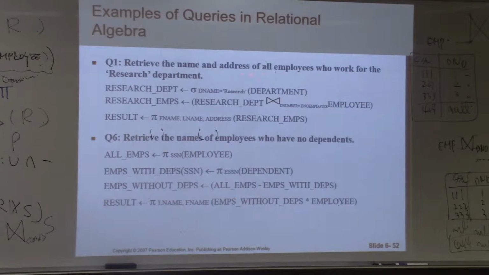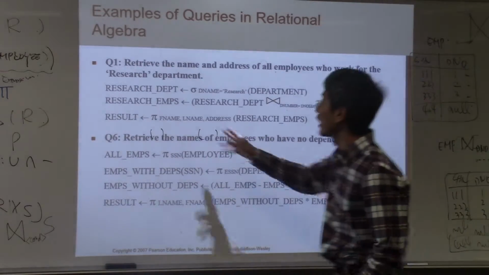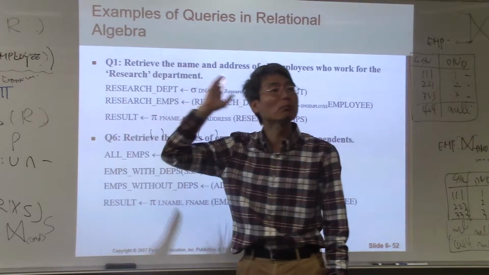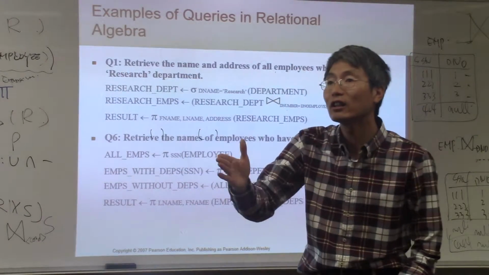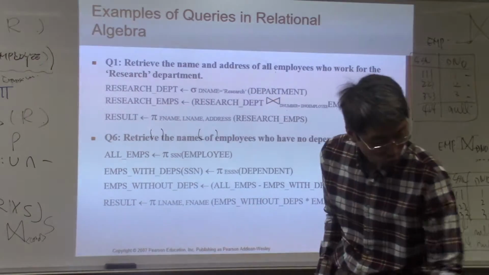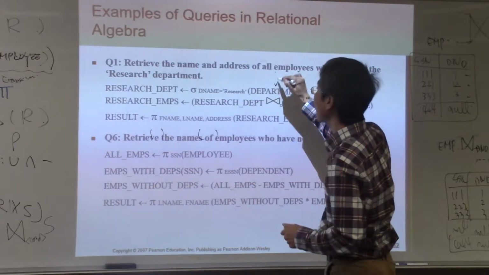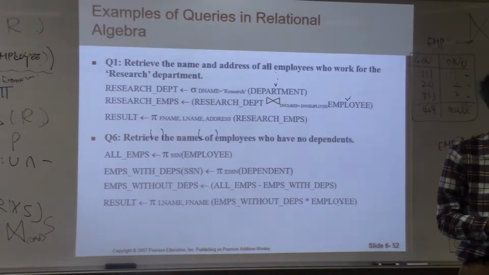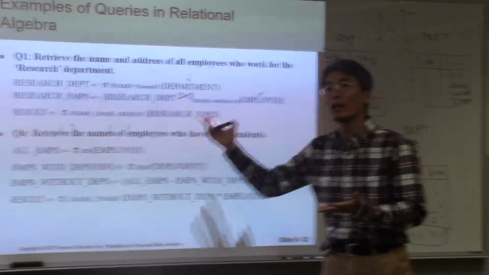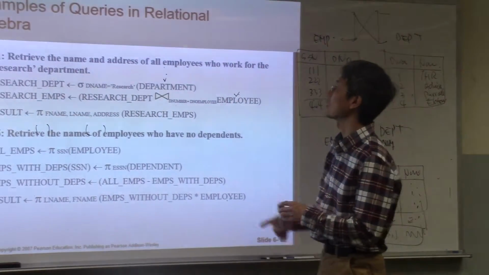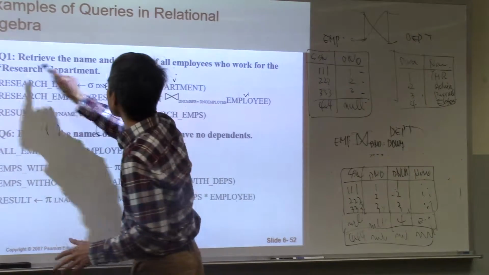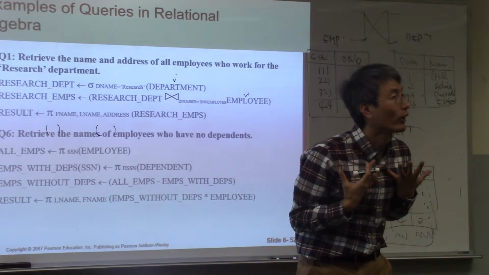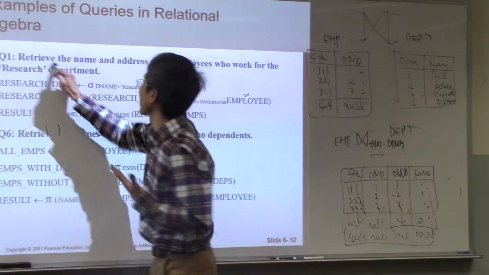And also, where can you get the research information? It's the name of department. Name of department is only in department. So you need to access the two relations, department and employee. Then there are different ways to implement this, as we have seen. Let's see this example. First, the research department. We can find the DNO of the research department.